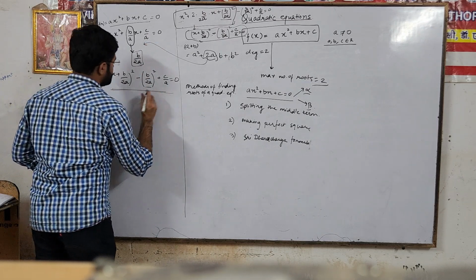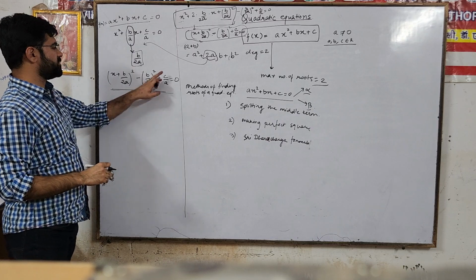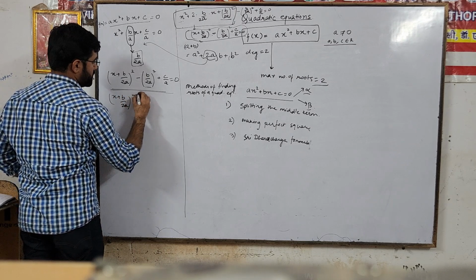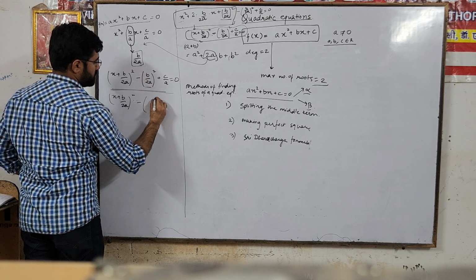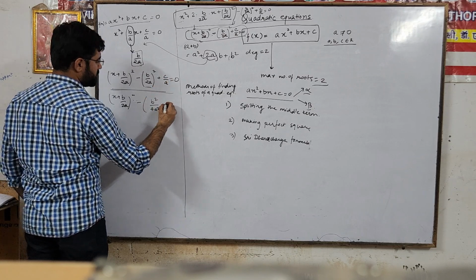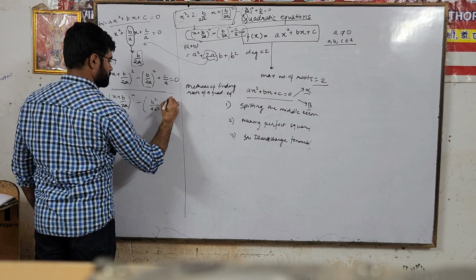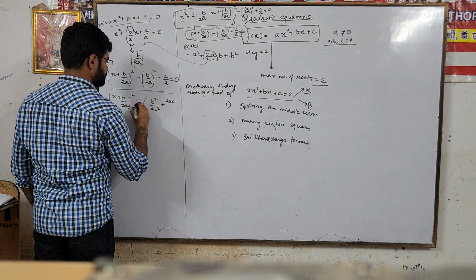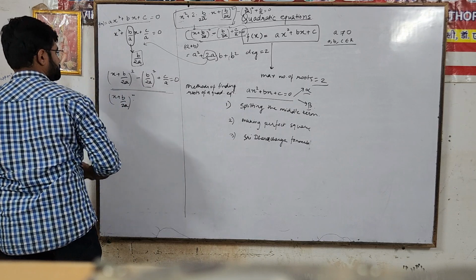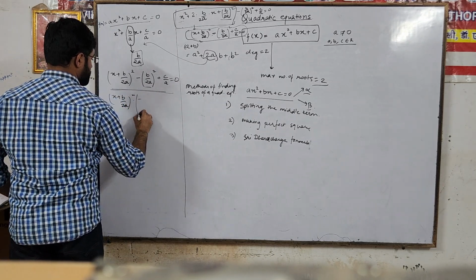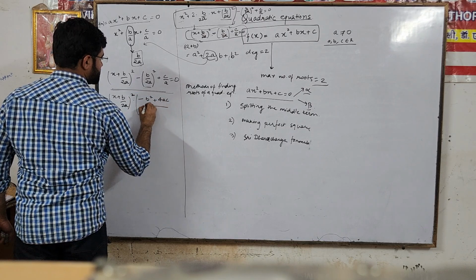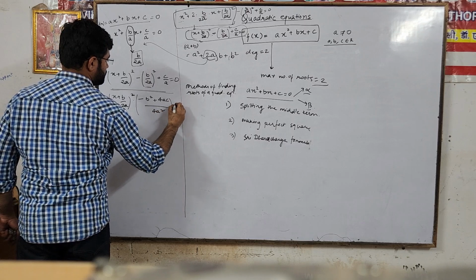So you have (x plus b by 2a) whole square minus b square, and if you open this, you have b square by 4a square, and if you try to add this directly to get the LCM, 4a square, so 4ac, we have minus (b square plus 4ac) upon 4a square is equal to 0.